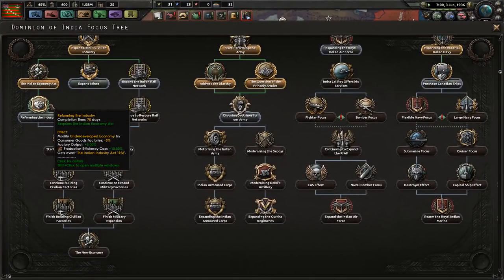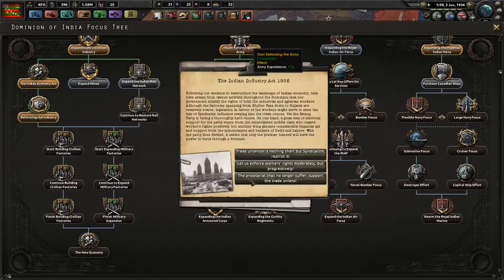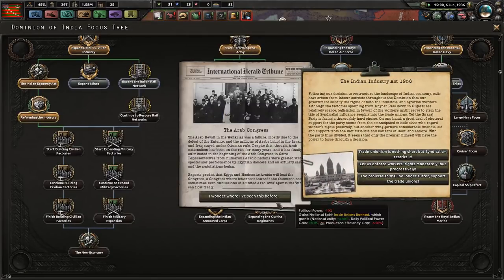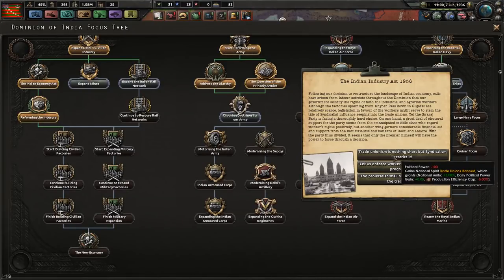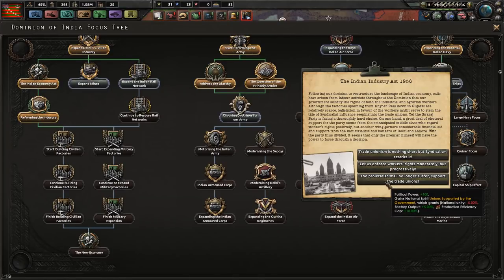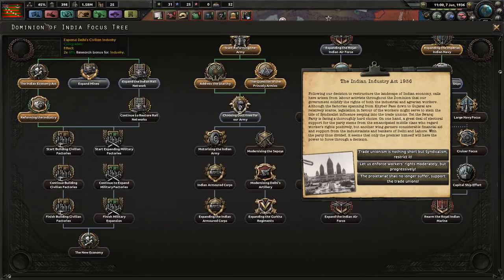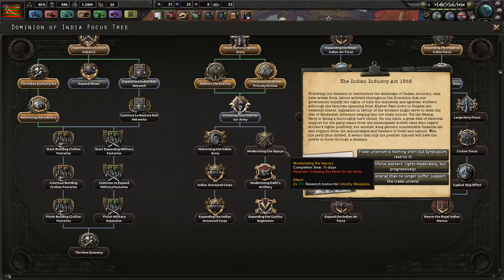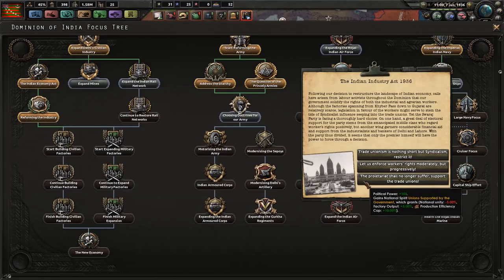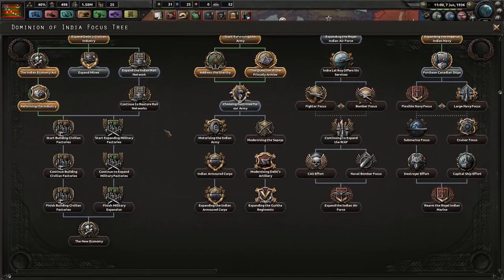What else was I going to show? Oh, yes, the Indian Industry Act of 1936. This is what you're going to do about the trade unions. Again, you can cost yourself political power to get daily political power gain. Get a little bit of political power to get higher production efficiency, or you can get a ton of political power to get better output and production efficiency cap by lowering your national unity. This seems to be the best option, but again, eventually national unity is going to start being more important than just making you die as Hearts of Iron 4 is updated. So keep that in mind.